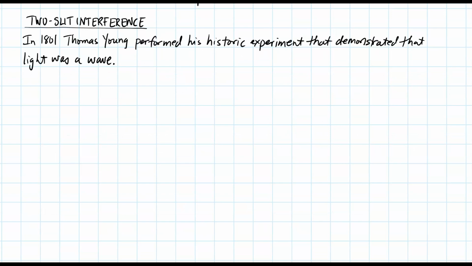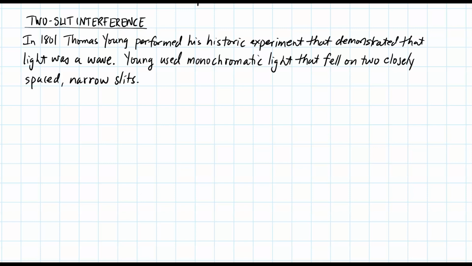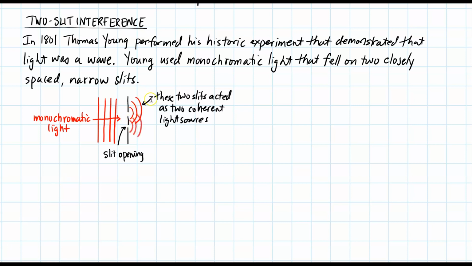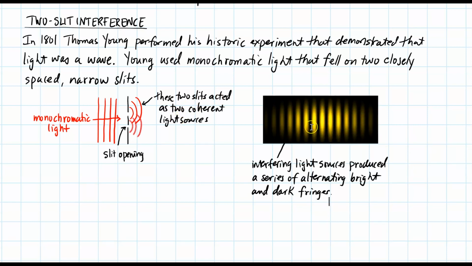Two-slit interference. In 1801, Thomas Young performed his historic experiment that demonstrated that light was a wave. Young used monochromatic light that fell on two closely spaced narrow slits. So here are the two narrow slit openings, and then he shined monochromatic light onto these two slits. These two slits now acted as two coherent light sources. These interfering light sources then produce a series of alternating bright and dark fringes, or bright and dark spots. This could only be explained by wave interference.